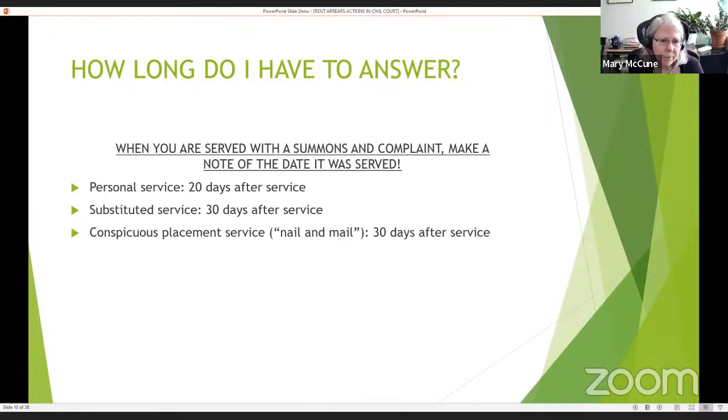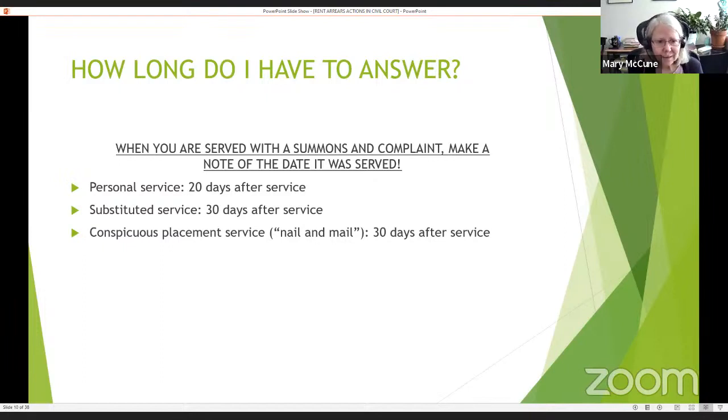So how long do you have to answer? You get these summons, and the summons says in big letters that you have to come to court to file an answer. And it has these very long paragraphs of how long you have, which can be very confusing. So this is just the summary. This is the bottom line.